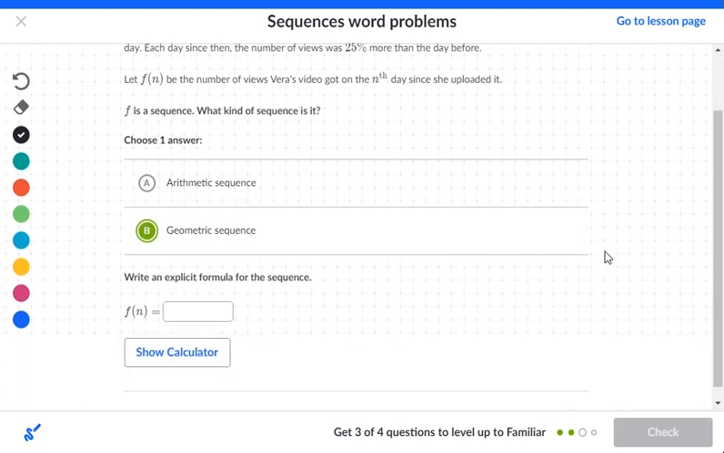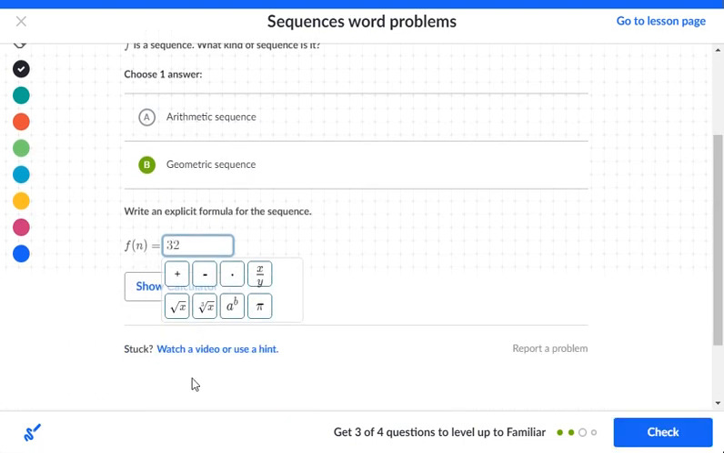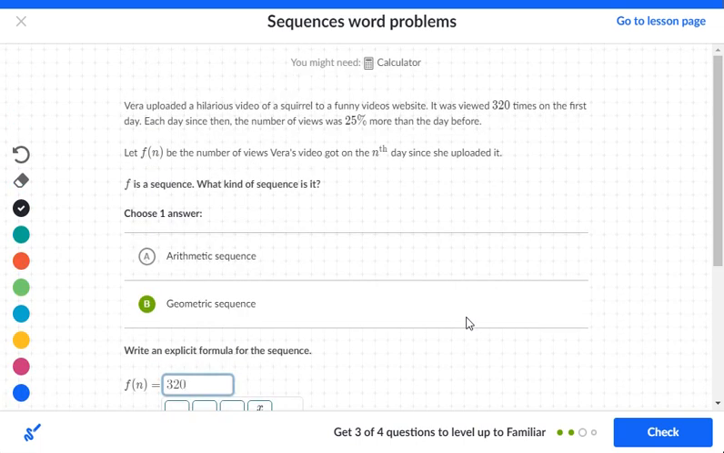Now, looking at the problem here, what is our first number? It was viewed 320 times on the first day. So that means the very first number we have here is 320. Now we want to figure out this 25%. So we're going to take this 25% and add it to 100%.